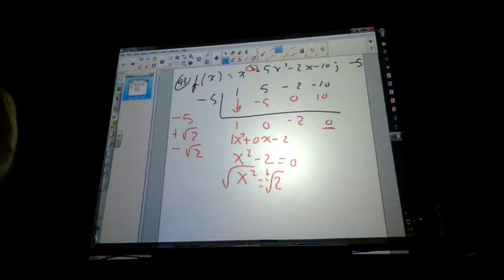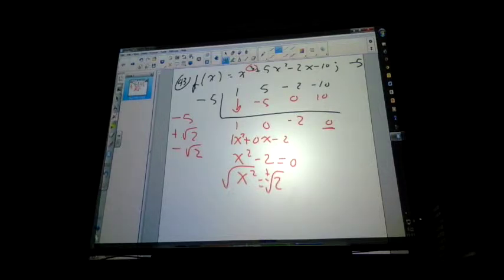Root 2 is about 1.4, roughly. So that's your three solutions to the problem. One of them happens to be a rational solution, and the others happen to be irrational. If you remember the difference between rational and irrational: irrational, you can't write as a fraction. So if you took the square root of 2, it becomes a decimal. It goes on and on forever. It never ends. Is that okay on the first one?